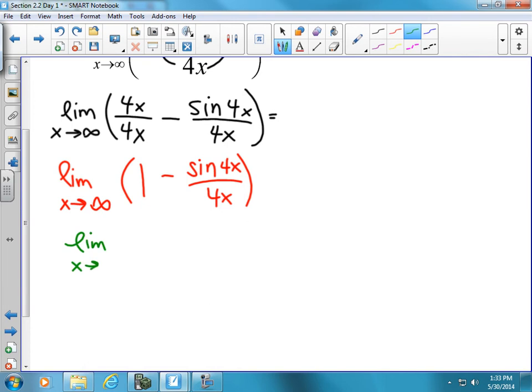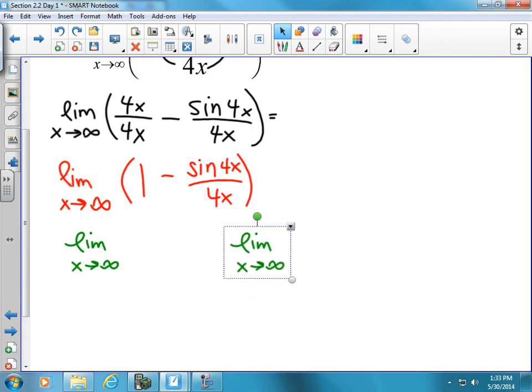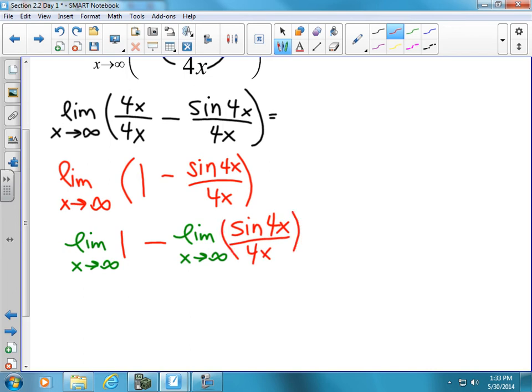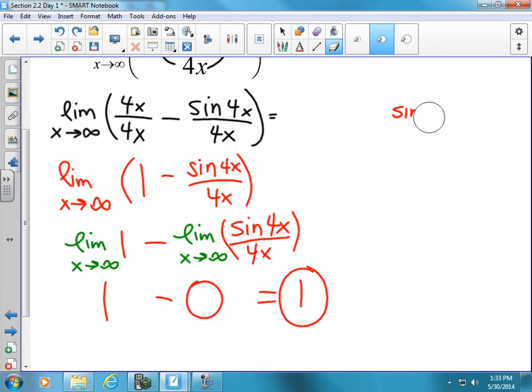Limit as x goes to infinity of 1 minus the limit as x goes to infinity of sine of 4x over 4x. Okay, and that's something we can do because of the difference rule. The limit of 1 is 1. The limit as x goes to infinity of sine of 4x over 4x is actually equal to 0, and therefore the total is 1.